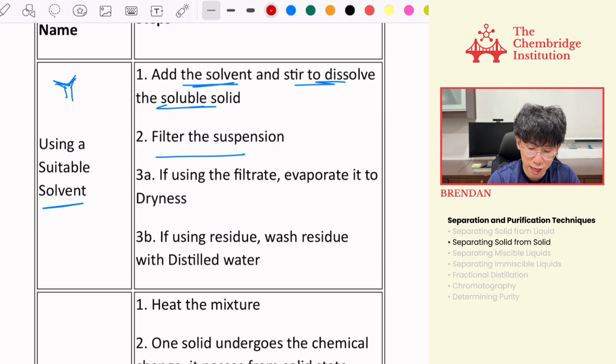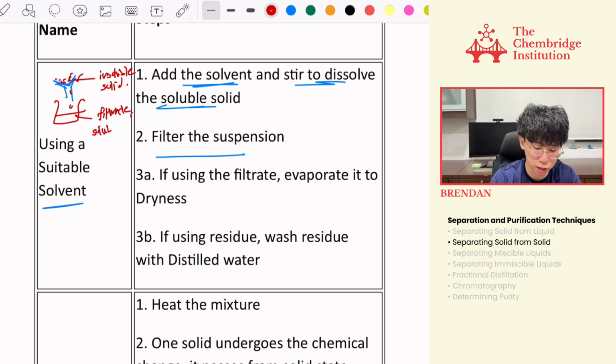is that the residue found here will be the insoluble solid that's not really dissolved in the solvent itself. And what leaks down into the beaker over here is the filtrate. And this filtrate has the soluble solid inside the solvent.